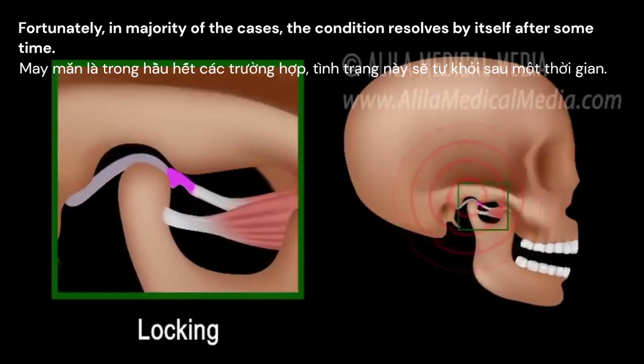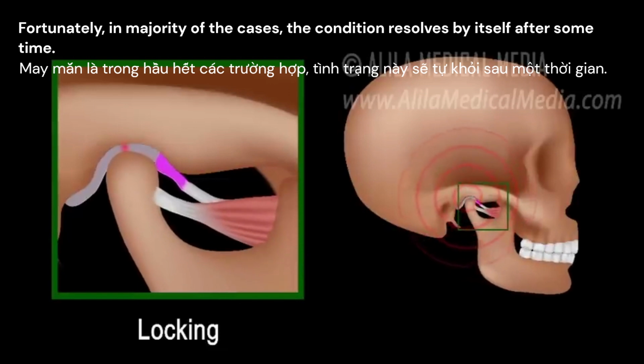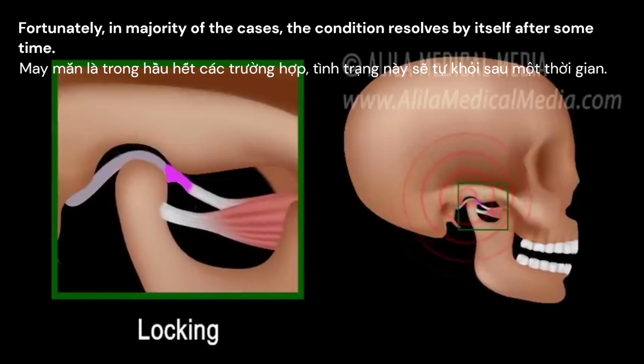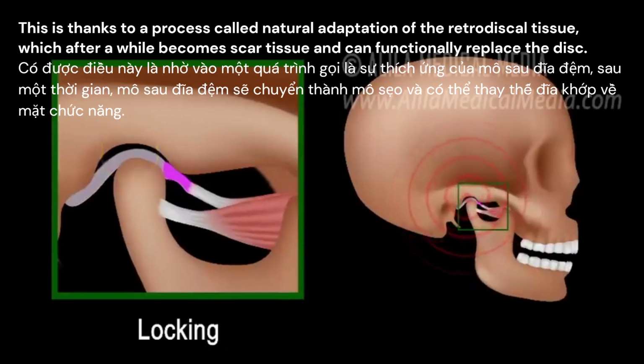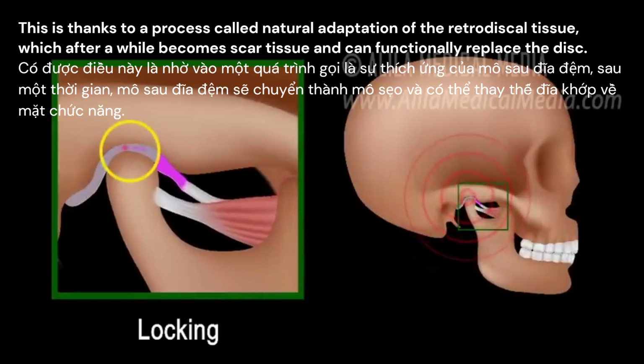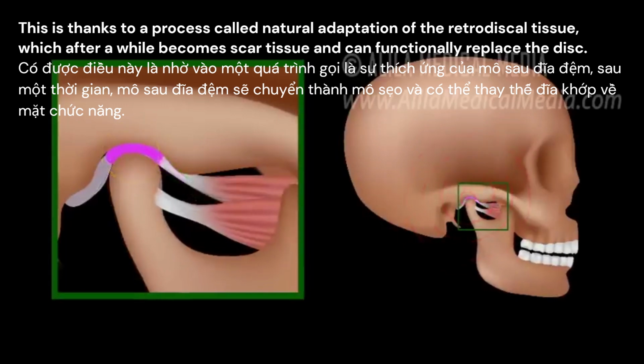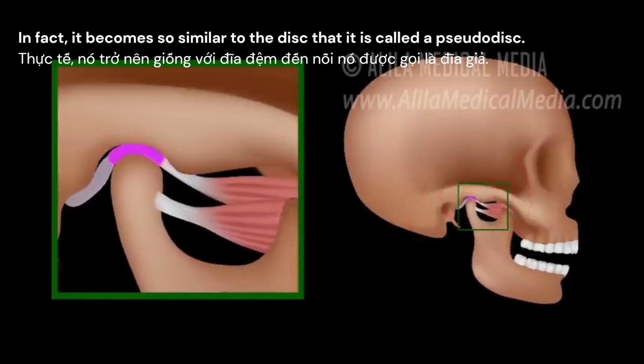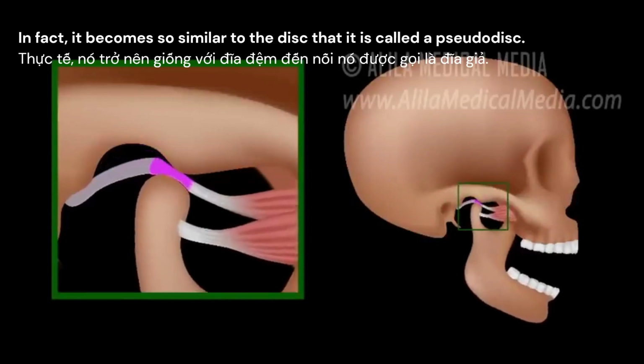Fortunately, in majority of the cases, the condition resolves by itself after some time. This is thanks to a process called natural adaptation of the retrodiscal tissue, which after a while becomes scar tissue and can functionally replace the disc. In fact, it becomes so similar to the disc that it is called a pseudodisc.